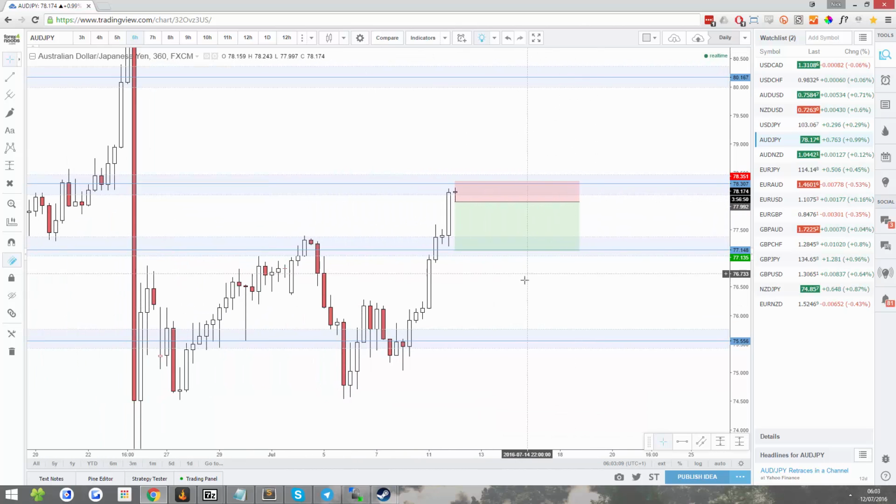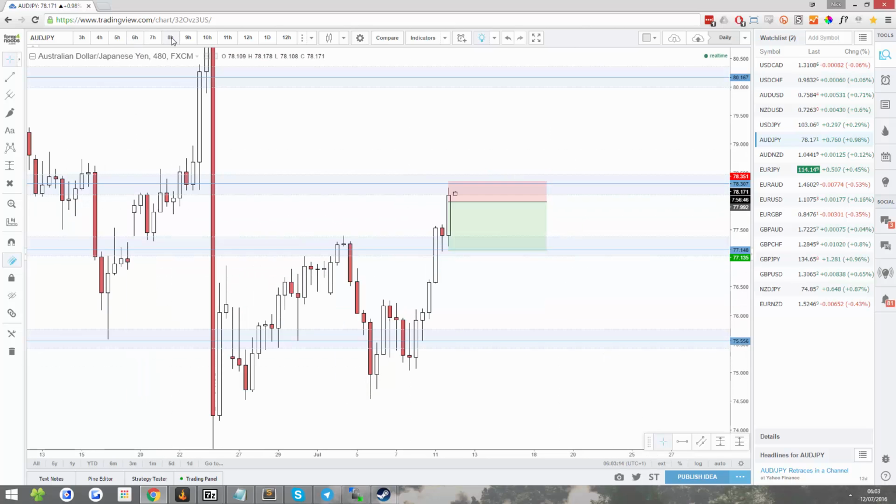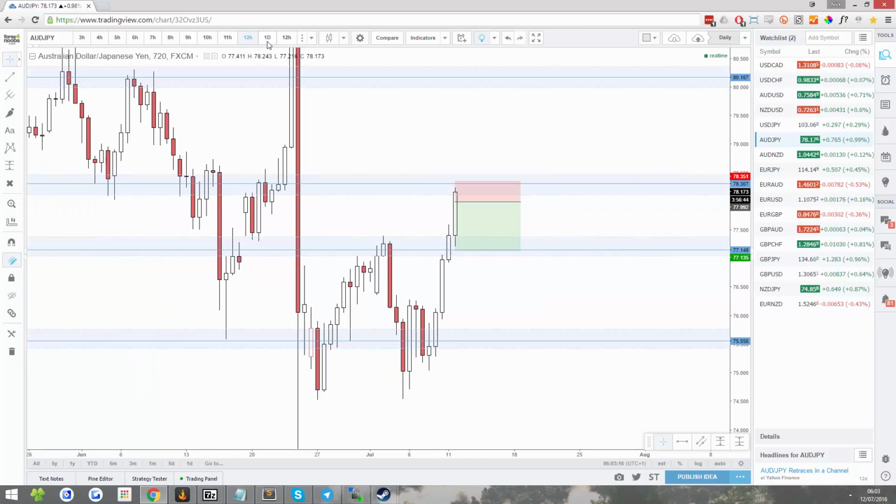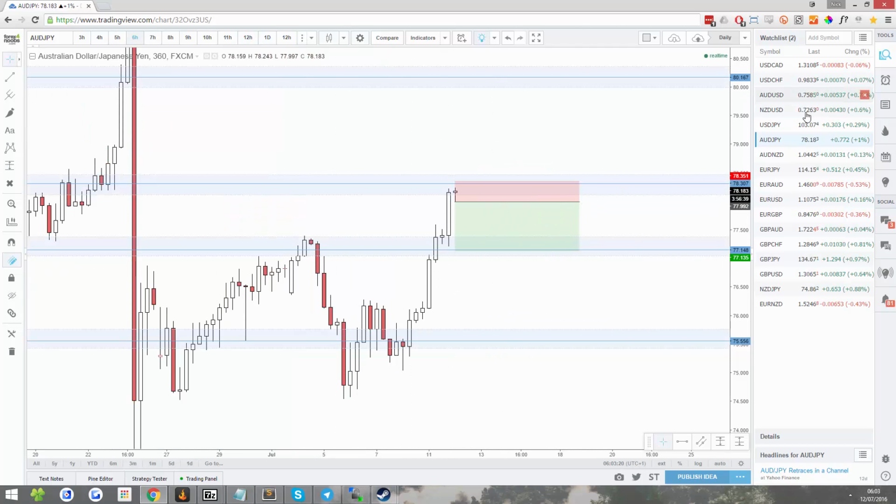Good risk to reward ratio. This looks like it could be a very good setup. Let's check it out on the 8 hour, maybe the 12 hour. Nah, the 6 hour is where it's at. Okay, AUDJPY. This is a good potential short setup.